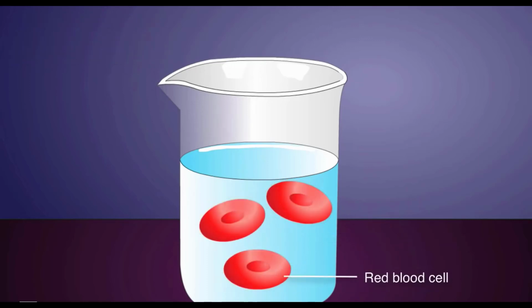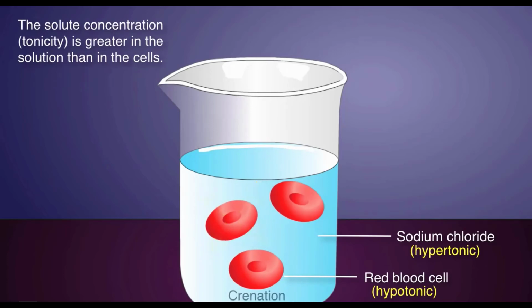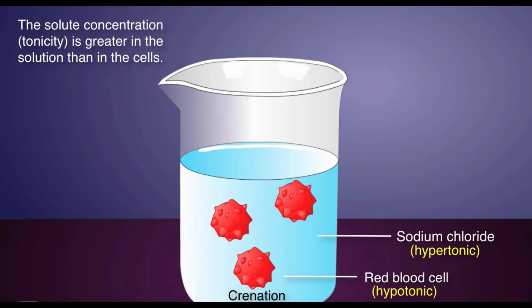Now let's place the red blood cells in a beaker containing a solution of salt, such as sodium chloride. Since the contents of the beaker are hypertonic in relation to the interior of the cells, the water within the cells will diffuse across the membrane and into the contents of the beaker. This causes crenation, or shrinking of the cells.